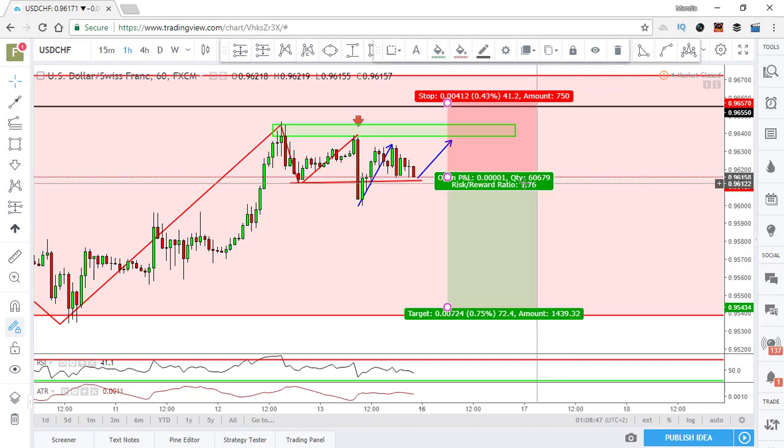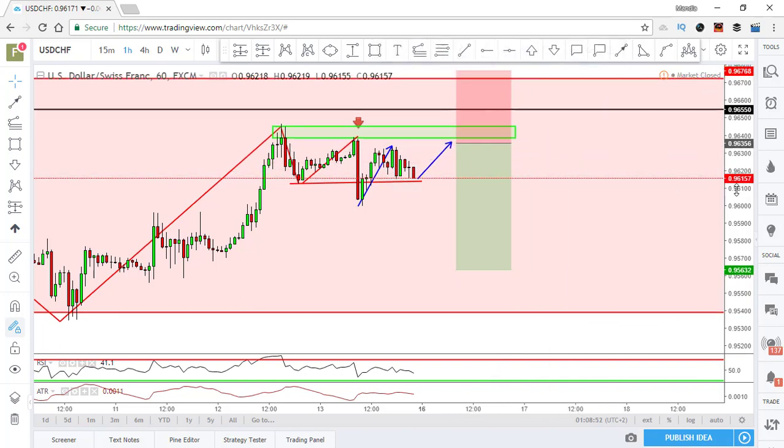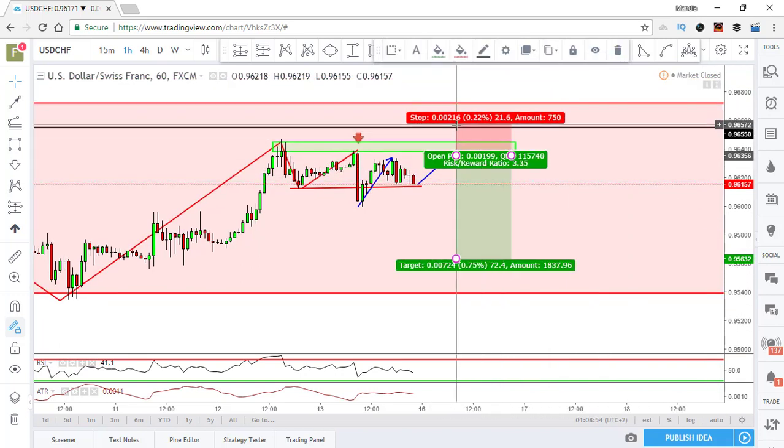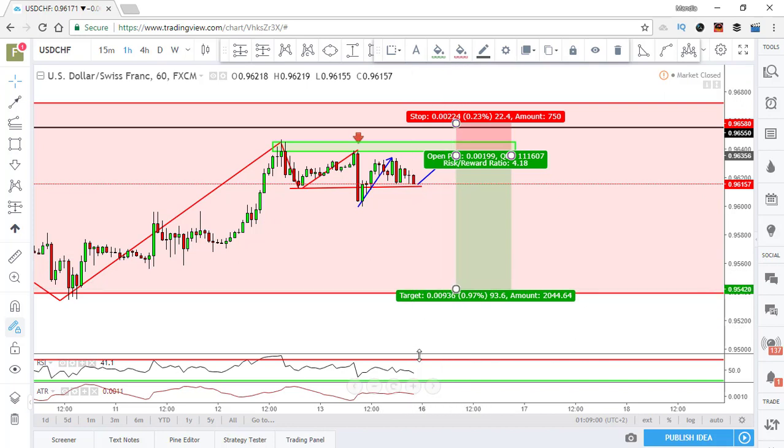But I personally will be looking for a retracement back to these highs over right there, and a shorter risk on this one, which would be a 22 risk, and a 93.3 risk reward on this one.